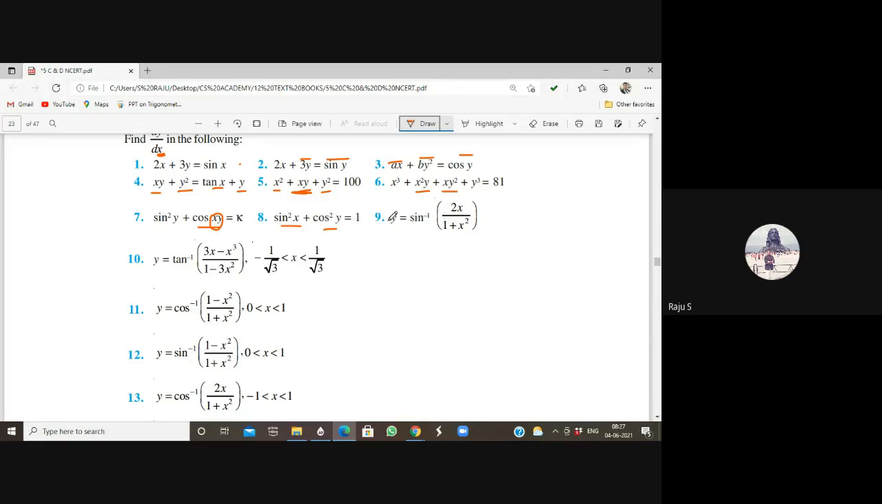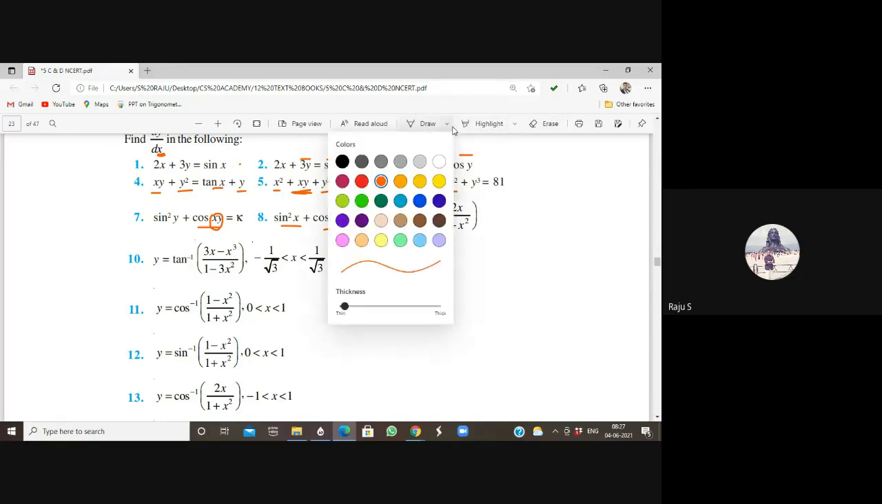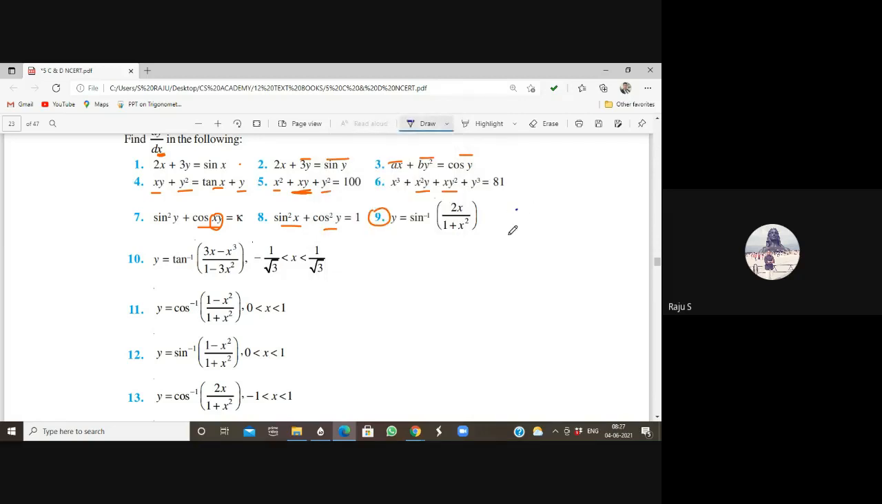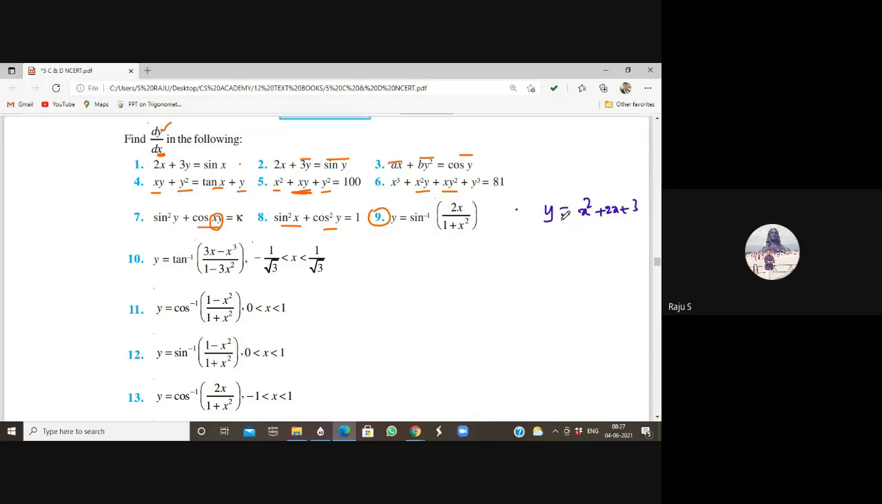Like here, from question number 9 till the last question, the questions which are related to inverse trigonometric functions, the derivative of inverse. So before that, remember that I already explained to you: what is meant by implicit function and explicit function? Implicit and explicit. For example, y square, otherwise I want to take like this, y is equal to x square plus 2x plus 3. So what about this function? Is this an implicit function or an explicit function?